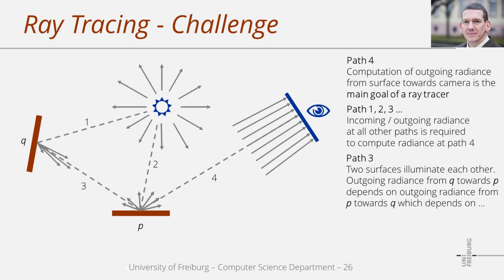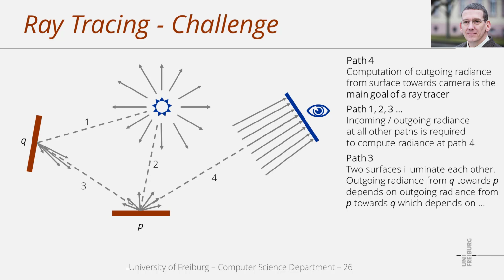Here we have a 2D illustration of the ray tracing concept to illustrate its simplicity but also its challenges. We have a scene with two surface patches P and Q, a light source and a sensor. Now, the main goal of the ray tracer is the computation of the light transport along path number 4 from point P into the direction of the camera. Path 4 would be a viewing ray.